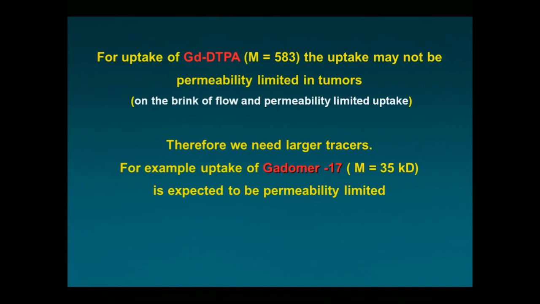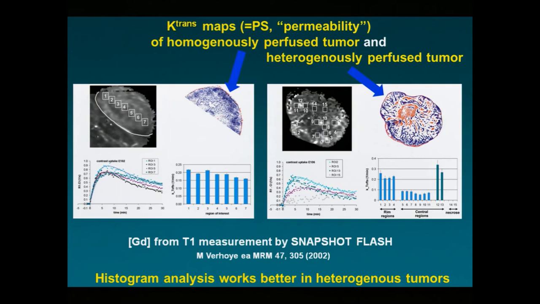That's what we also studied in various tumors, in brain tumors growing subcutaneously in a mouse. Here you have a homogeneously perfused tumor with a homogeneous level of uptake rate constants, and here a more heterogeneous one. This was done by measuring the T1 directly with a snapshot FLASH measurement, which gives you direct T1s instead of having to derive them from a two-point measurement, as is commonly done. This heterogeneity also shows that histogram analysis is very advantageous in this situation. If you would add everything together and analyze the tumor as a whole, then all these various differences may disappear.